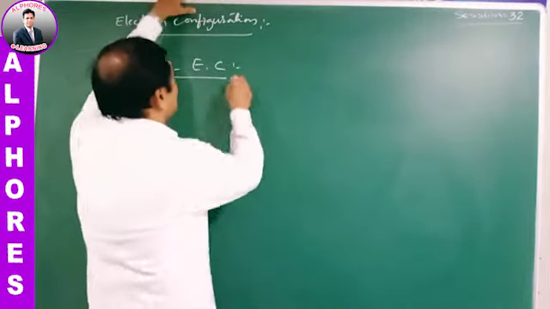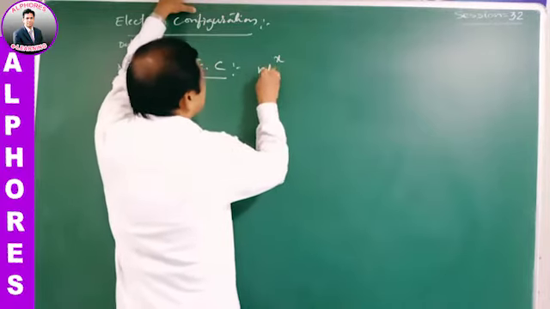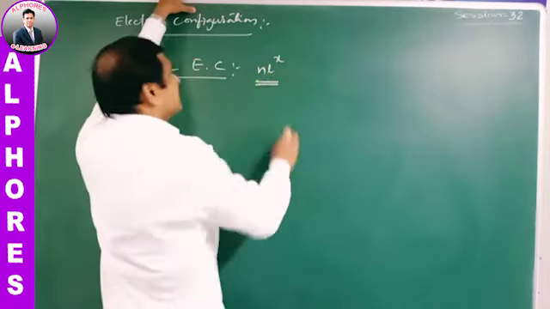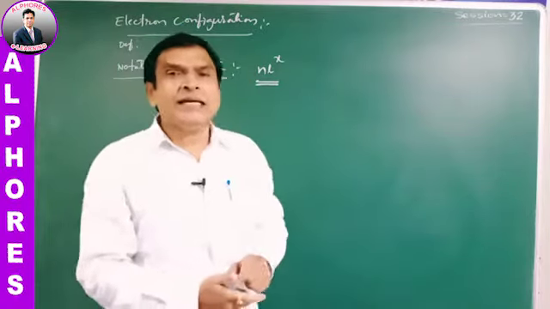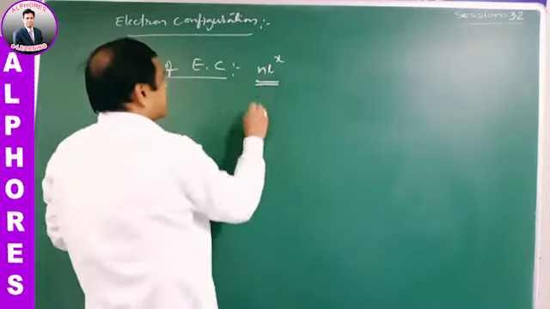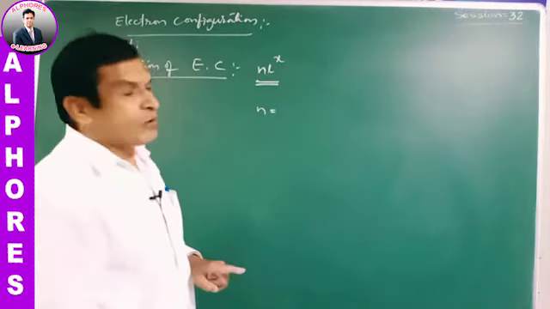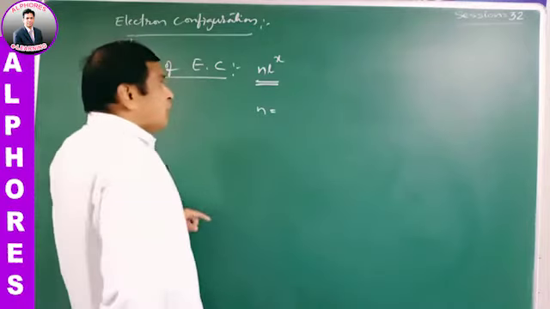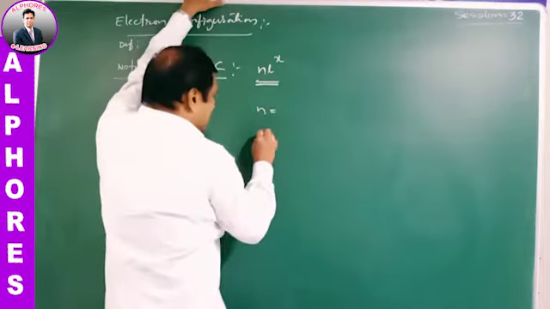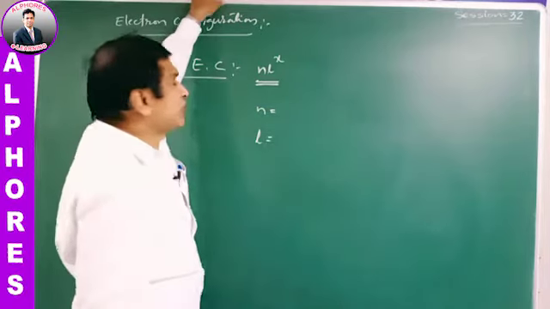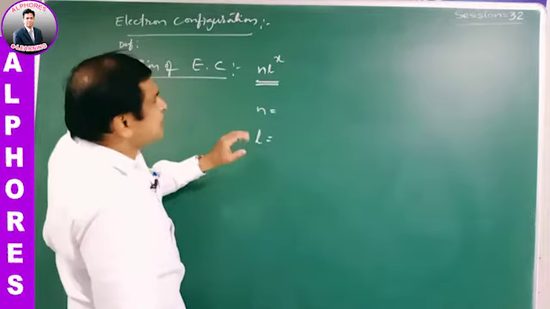That is called NLX method. What is the method to represent the electron configuration? That is NLX method, where N represents the principal quantum number, the orbit. N represents the orbit or principal quantum number. L represents subshell. N represents shell and L represents subshell. That is azimuthal quantum number.